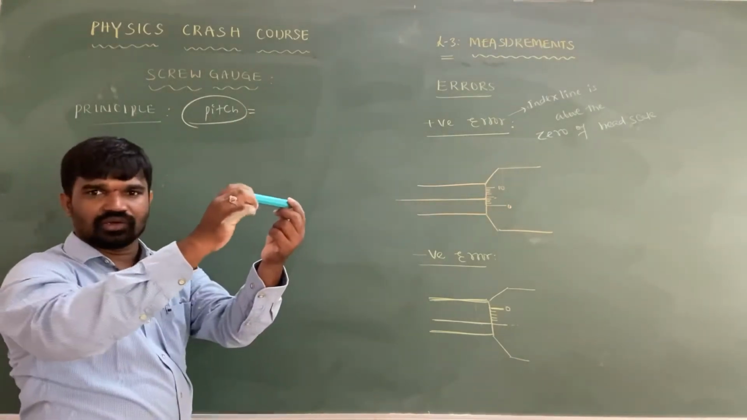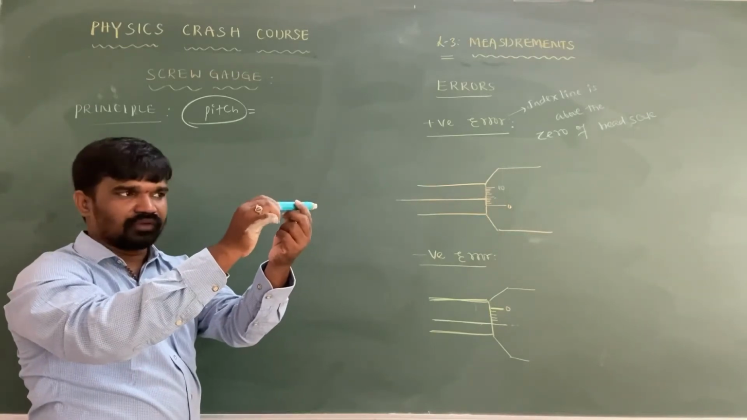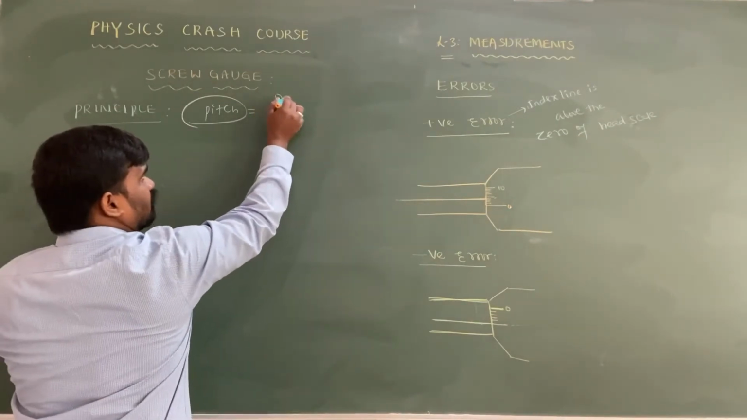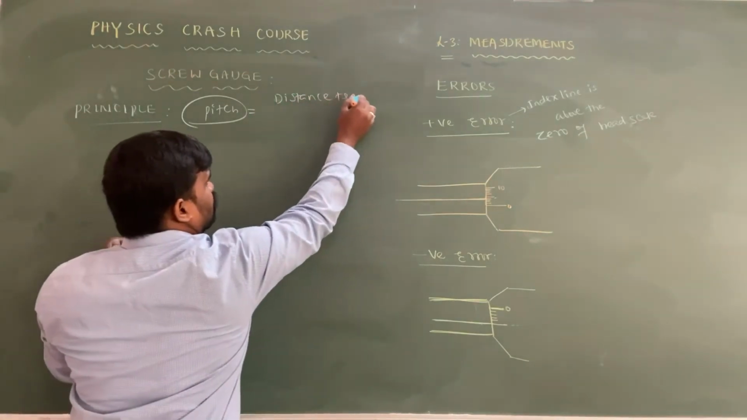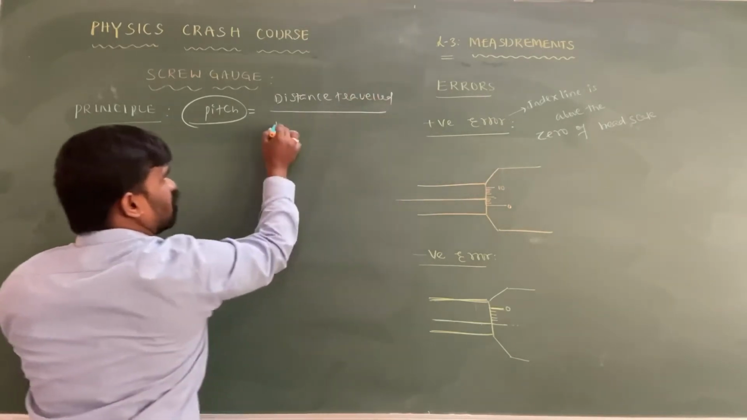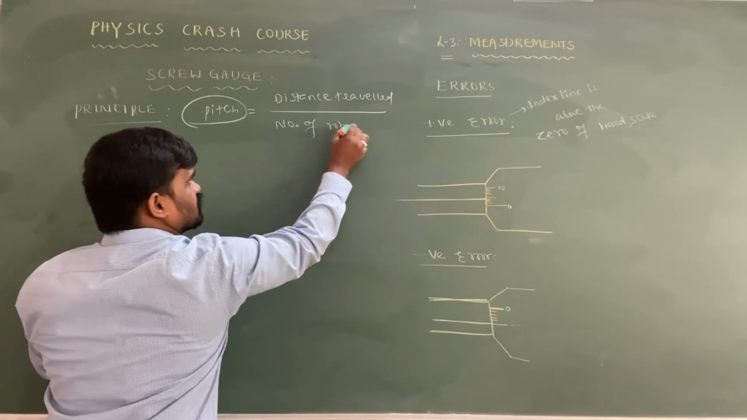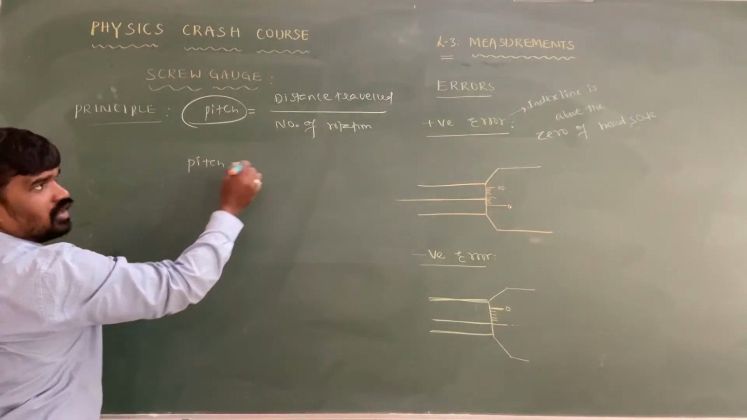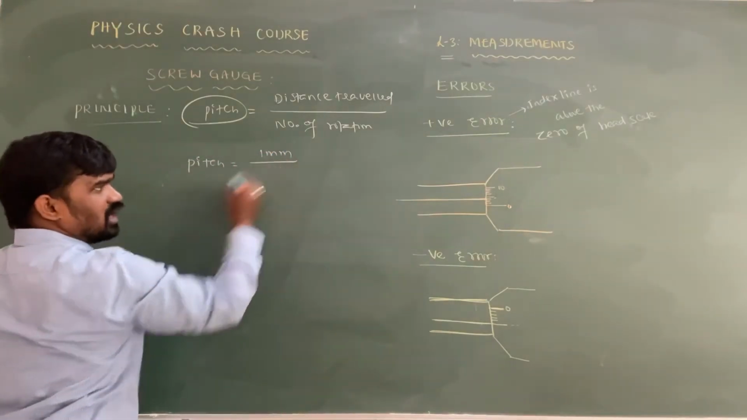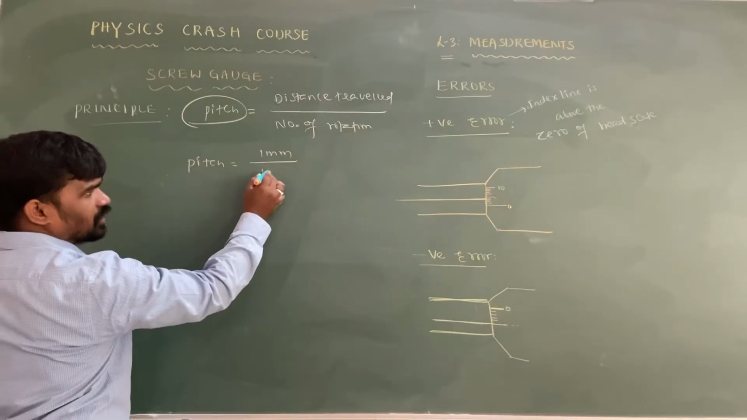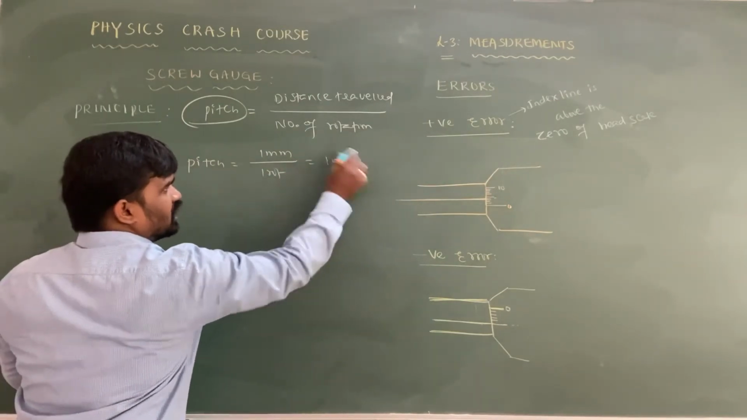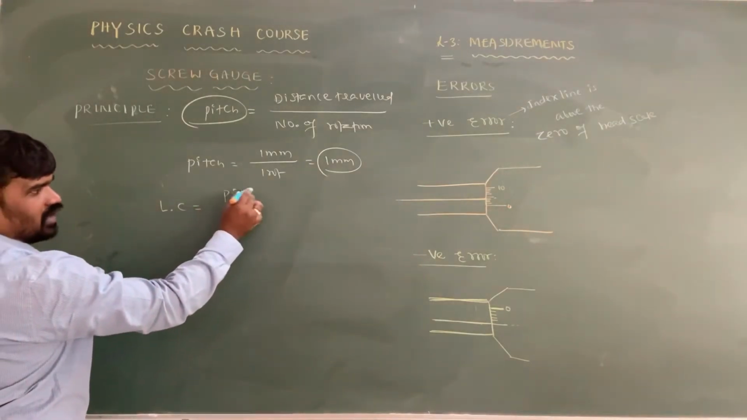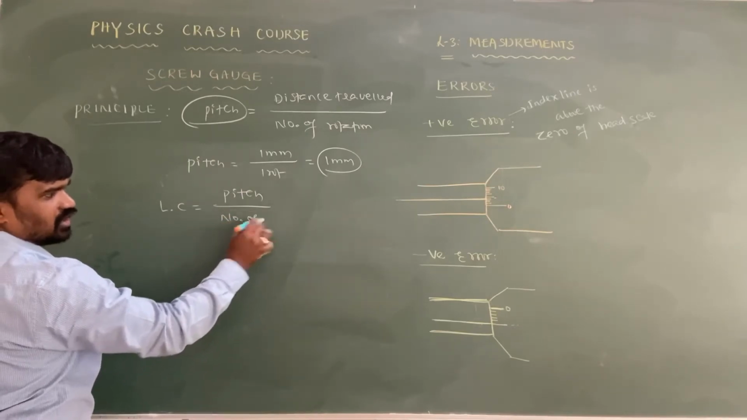Whenever you rotate the screw, after a particular number of rotations the screw advances. Pitch is equal to the distance traveled divided by the number of rotations. In general, for one rotation, let us consider 1 millimeter of distance is traveled. Then 1 millimeter is the pitch of the screw. The least count of the screw gauge is equal to the pitch divided by the number of head scale divisions.